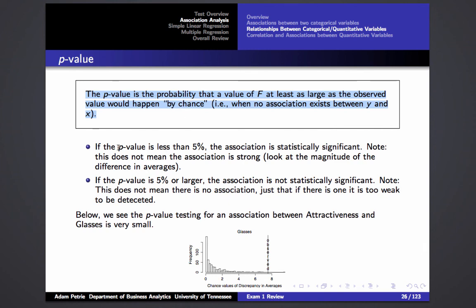Once again, if that p-value is less than 5%, the association is statistically significant. Now, it may not be strong, the difference might not be large. Always go back and look at those box plots to determine whether or not the association is strong or of any practical significance to you. If that p-value is 5% or bigger, the association is not statistically significant. It doesn't mean that there's no association, it just means that if there is one, it's too weak to be detected. So if it lacks statistical significance, obviously it has no practical significance because it would be too small to really care about.